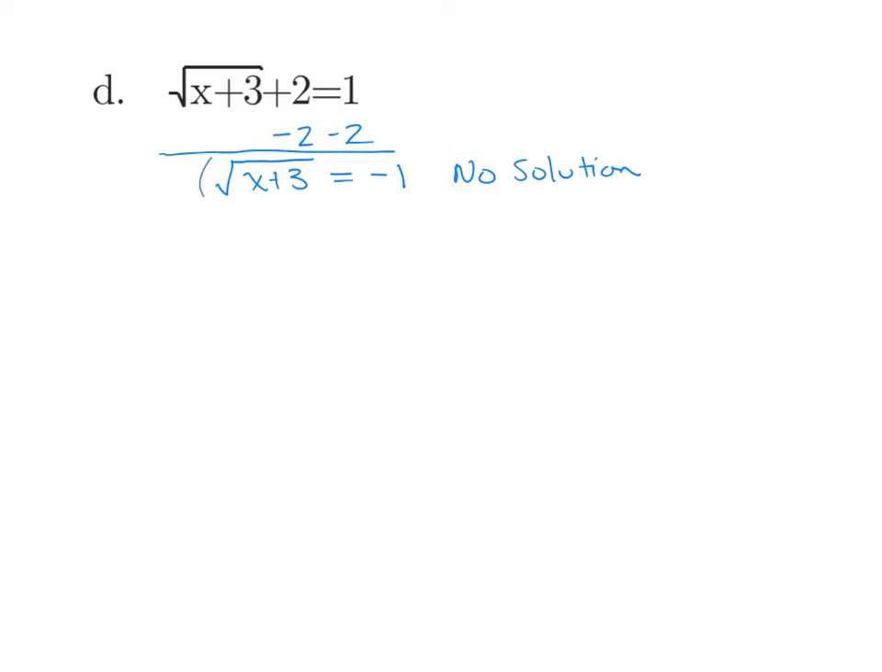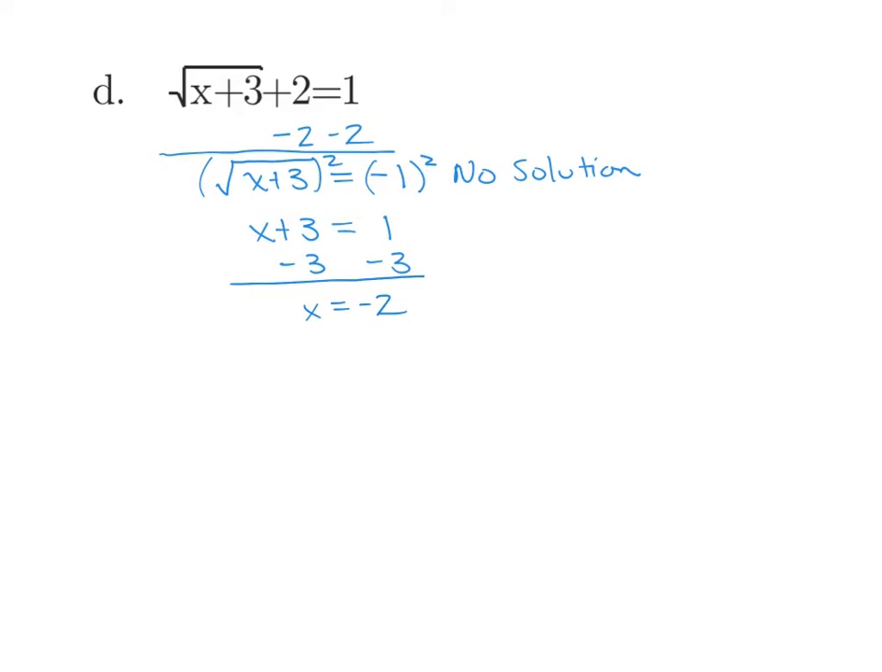So let's see what that looks like. If I square both sides, we get x plus 3 equals 1. I subtract 3 from both sides, and we get x equals -2.